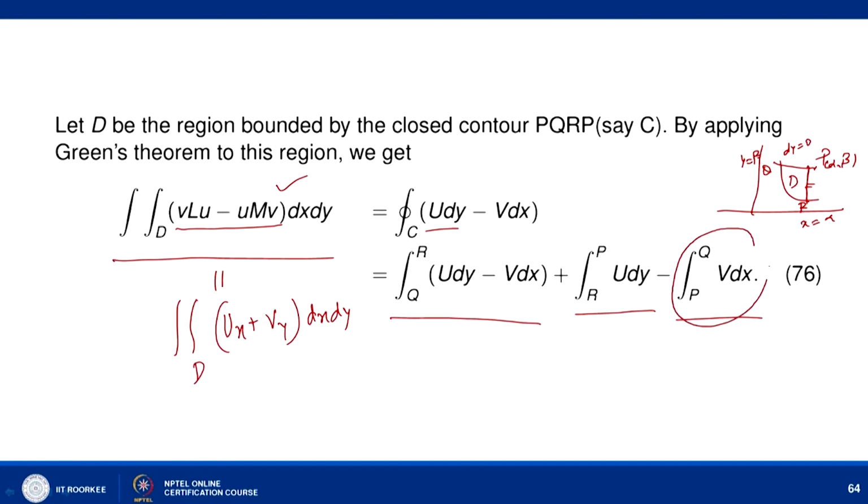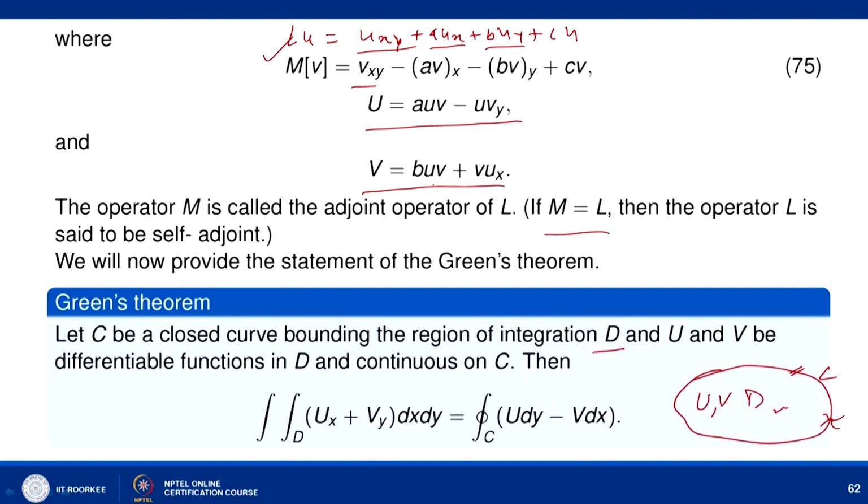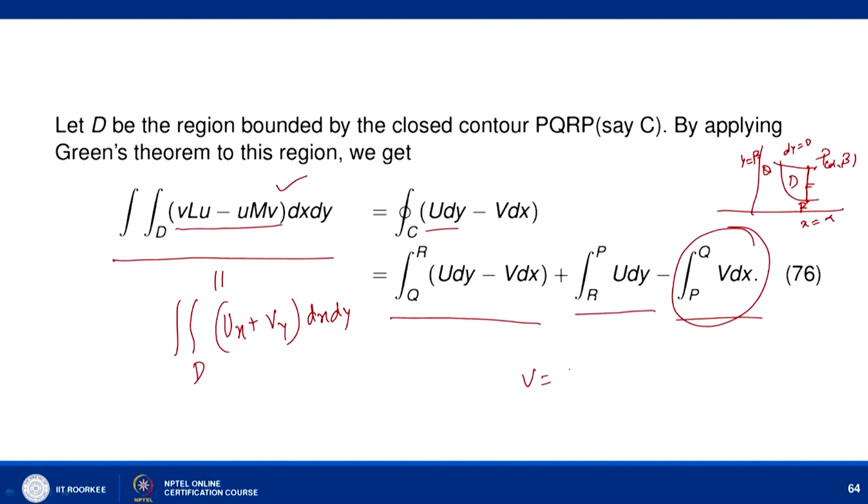Here, what is the expression for v? The expression for v is given as buv plus vux. So, this ux we want to know on these characteristics, which we do not know, because we really do not know the value of u of x along this PQ. So, what we try to do is simplify this expression so that we need only the function u and its normal on the initial curve, not on the characteristics.